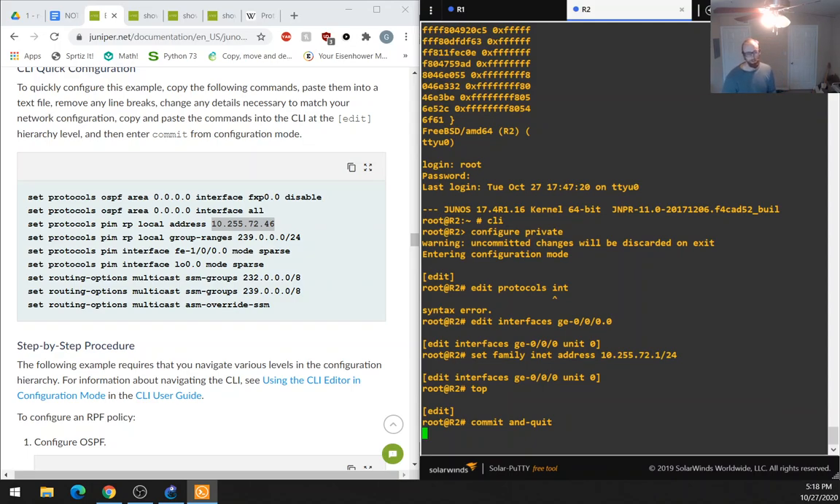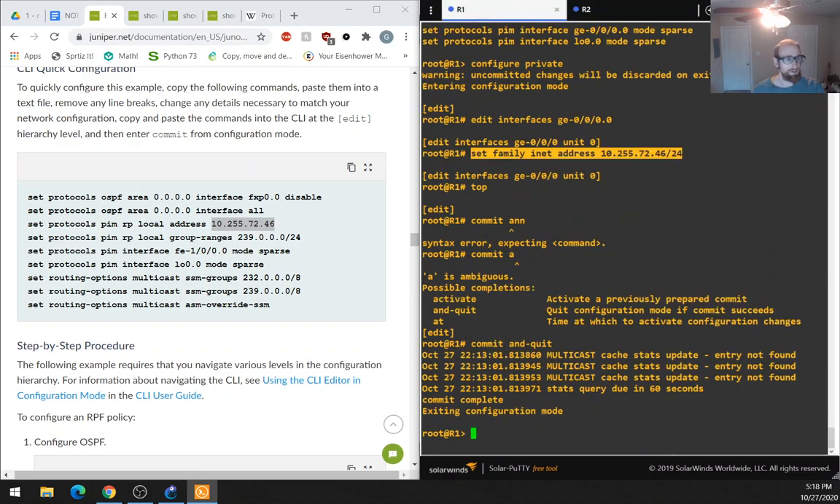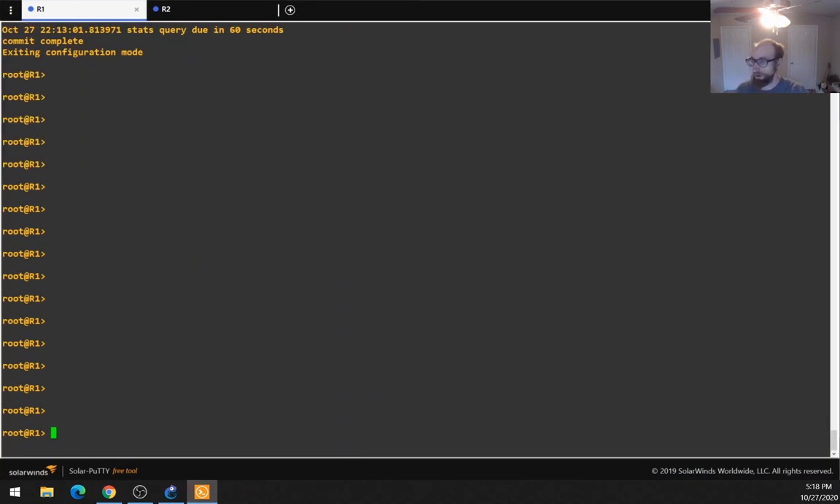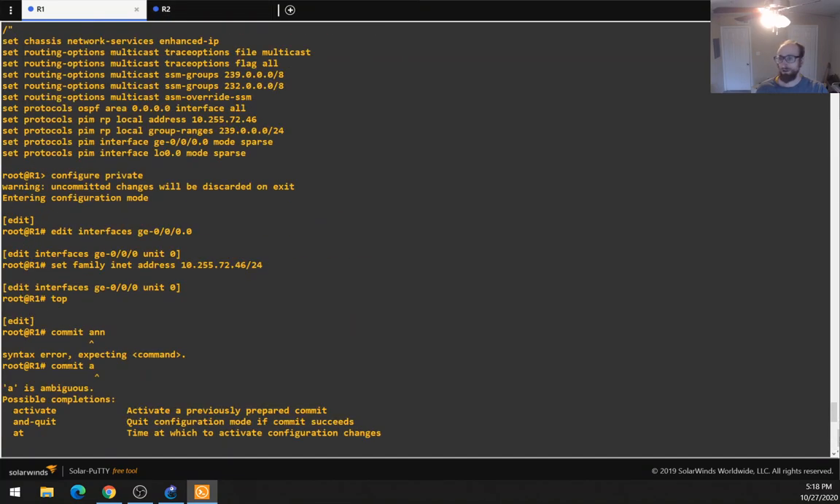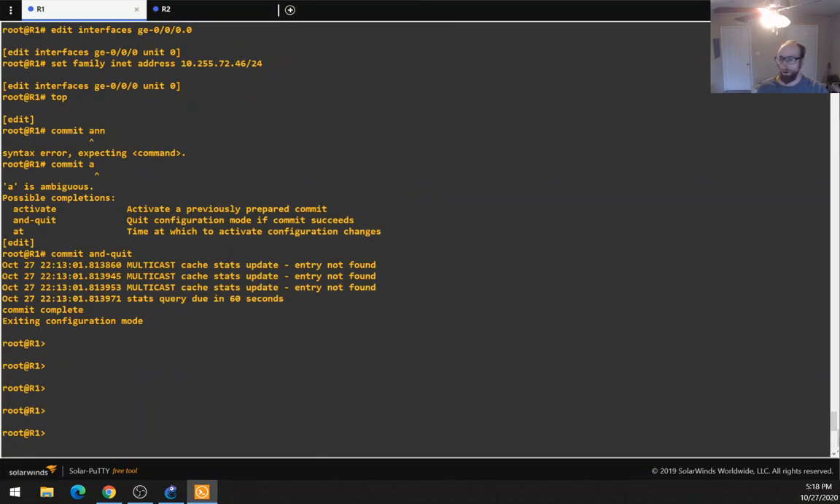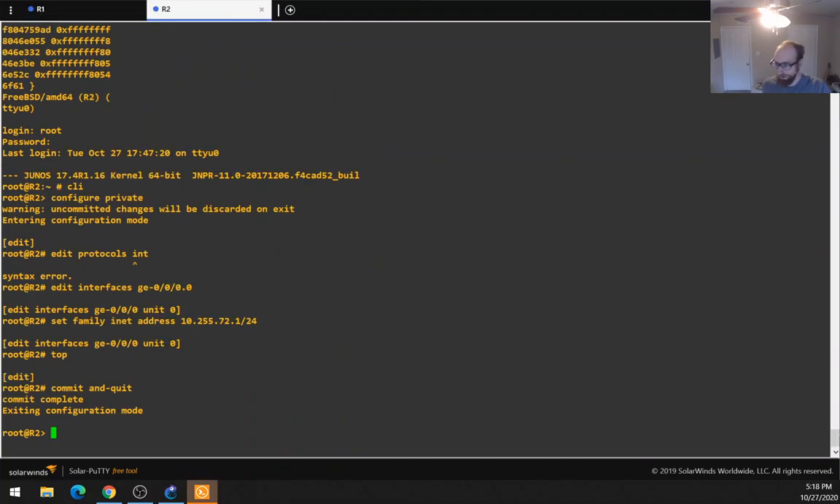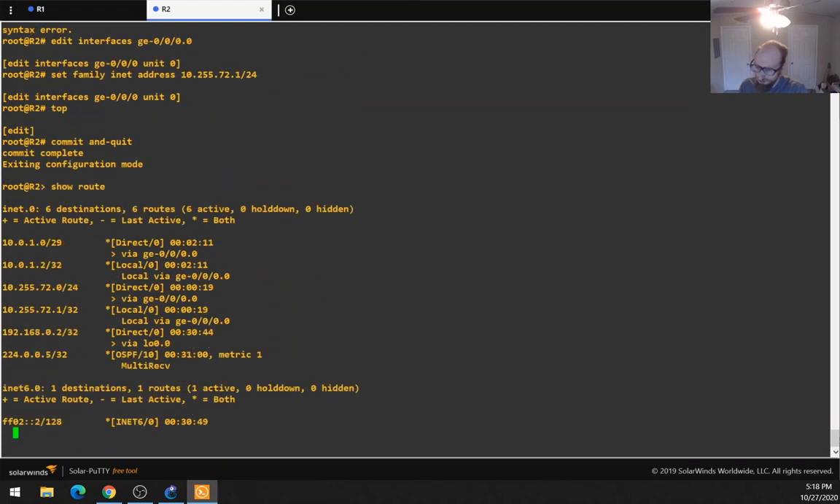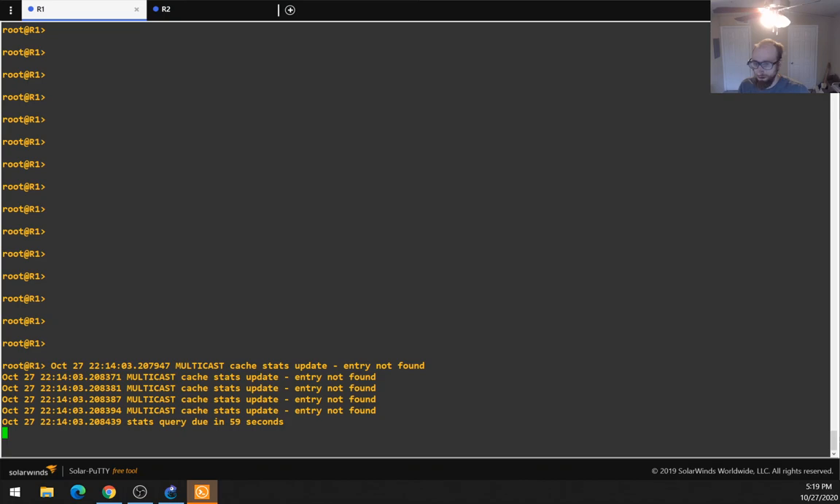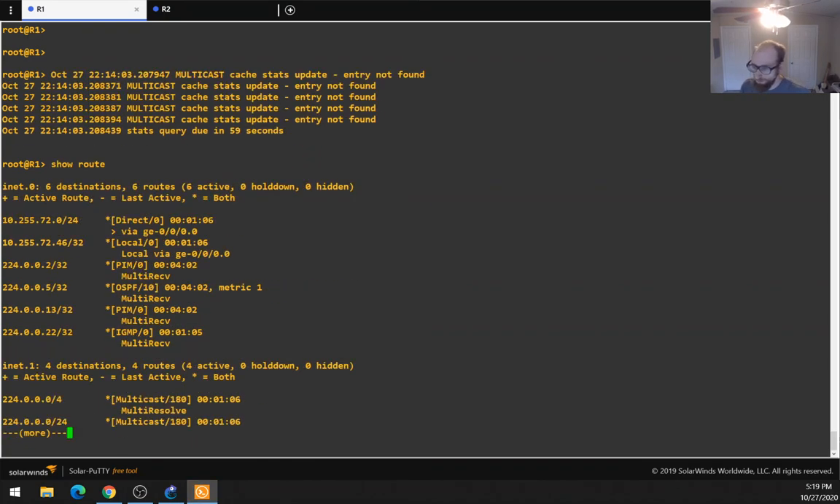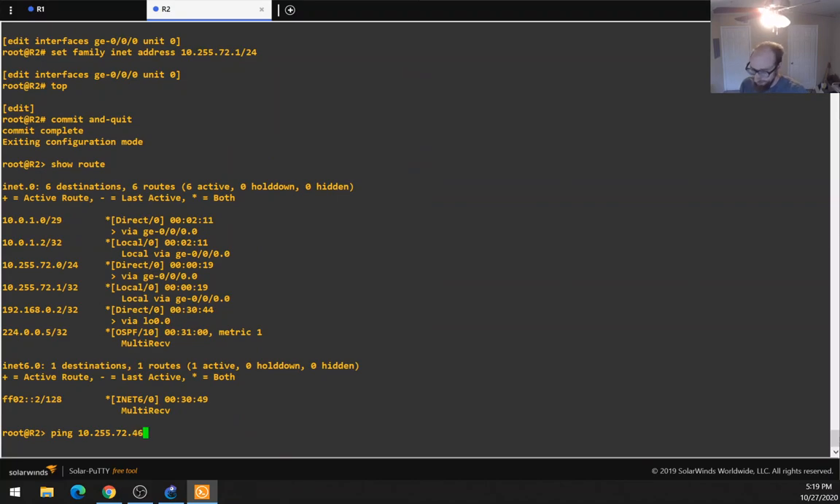The next step is going to be to go back over to router 1 and see if any of those messages trigger. I'll make it wider so that they don't get all word wrapped and jumbled up. Okay, so unfortunately we don't have any messages. We did have some pop up here, but it seemed to be unrelated to the changes that we added. So let's do a show route and ping 10.255.72.46. I forget, it was kind of like a random address.